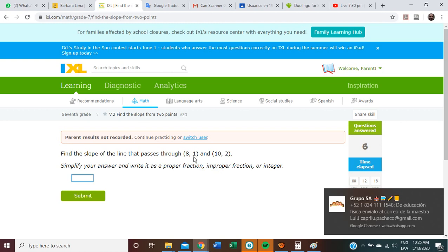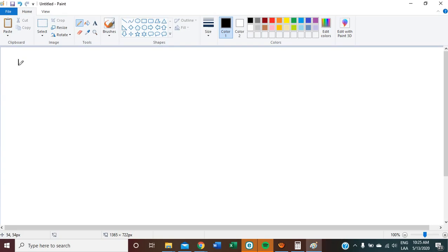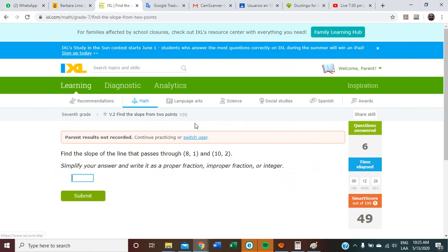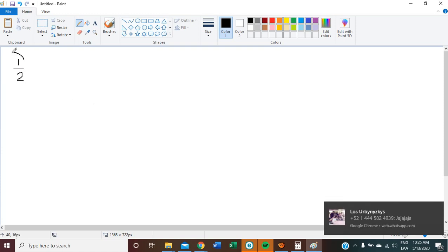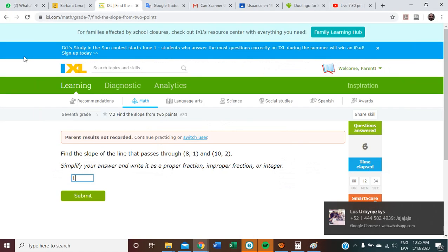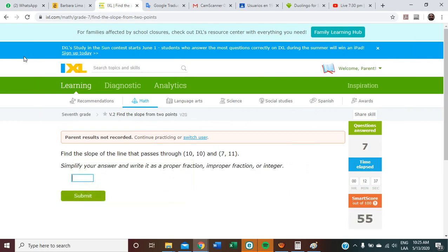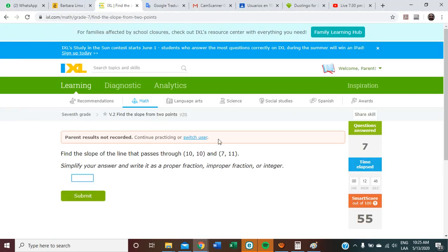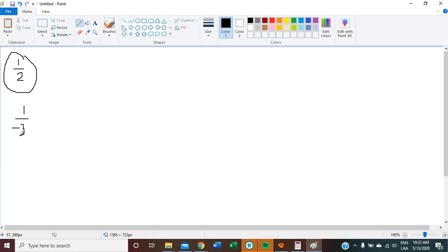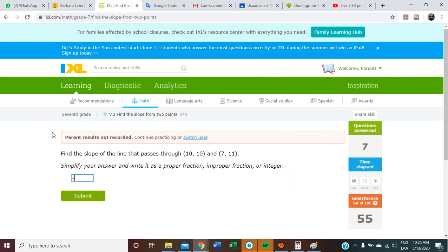I am just going to write the answer. 10 minus 8 equals 2. So this is our answer: 1/2. Next, 11 minus 10 equals 1, divided by 7 minus 10 equals negative 3. So our final answer is negative 1/3.